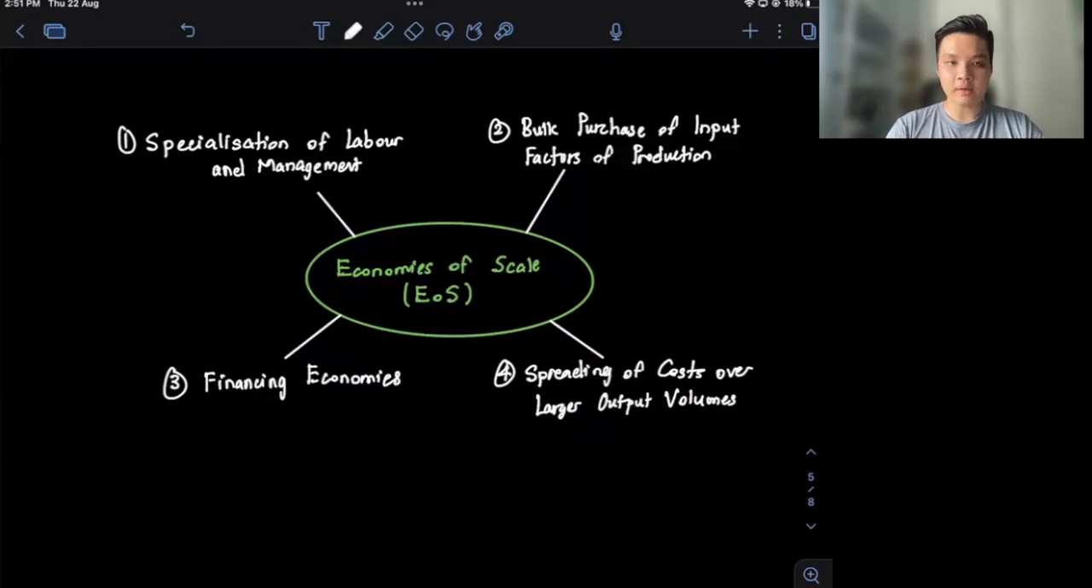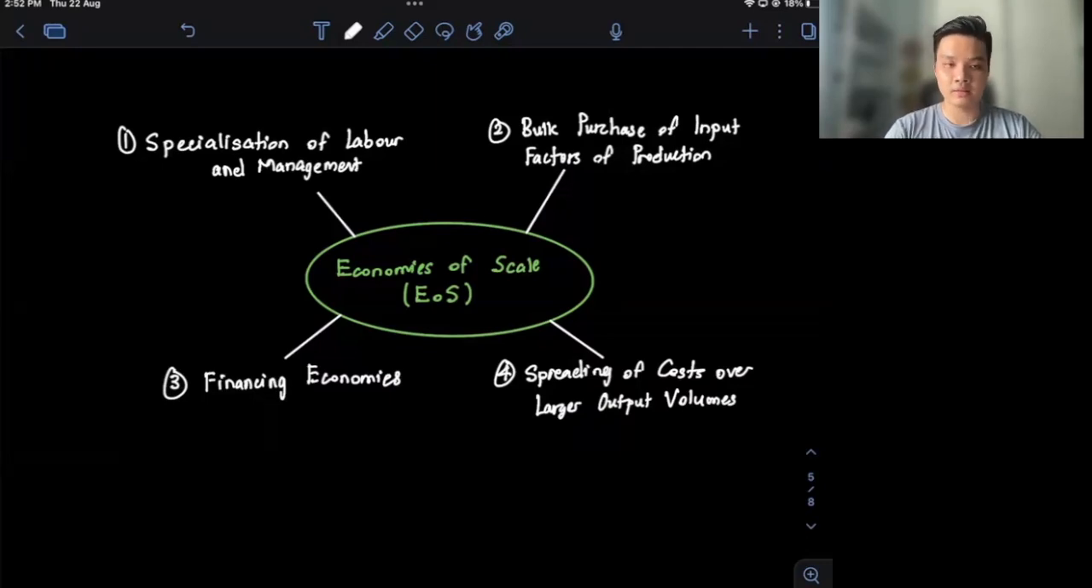The second point of why economies of scale happen is due to things like bulk purchase of input factors of production. As a company buys more inputs, the price per input unit drops. This can also be due to things like bulk discounts or unique supplier contracts, where the average price per unit of an input falls if you buy more inputs from the same supplier.